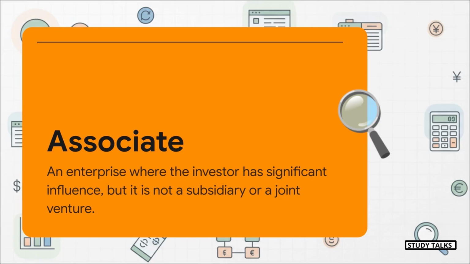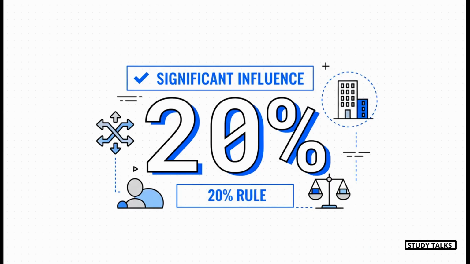You have a real say, a voice at the table, but you don't call all the shots. That term, significant influence, is everything. And how do we spot this significant influence? Well, the standard gives us a big, bright signpost to start with, the 20% rule. If you own 20% or more of the other company's voting power, we presume you have significant influence. Now, and this is important, it's a presumption, not a concrete law. It's just our starting point.